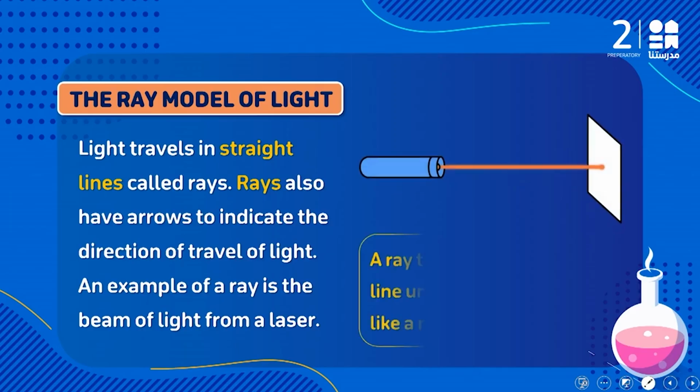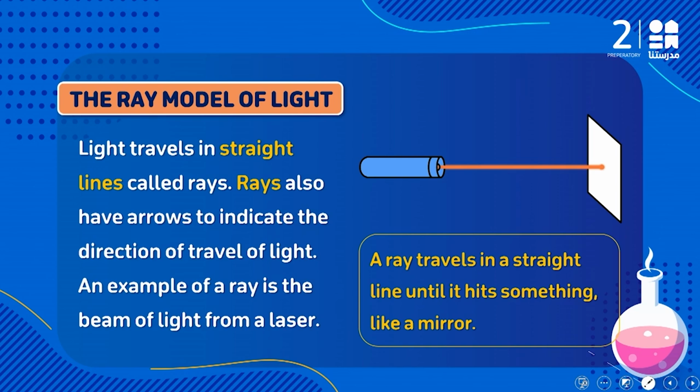For example, here I have a beam of light rays. A beam of light rays is going to travel from the laser pen here, in a straight line, and it is going to hit something, like a mirror. Okay? What is going to happen if this light falls on an opaque object? What is going to happen?